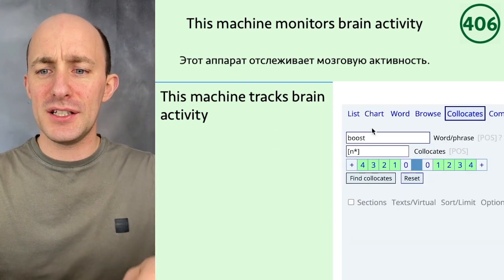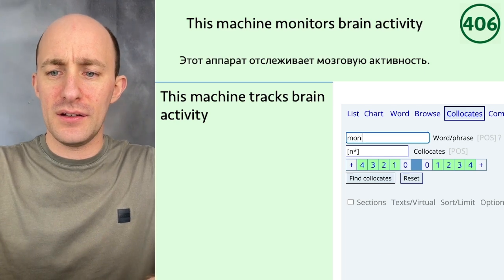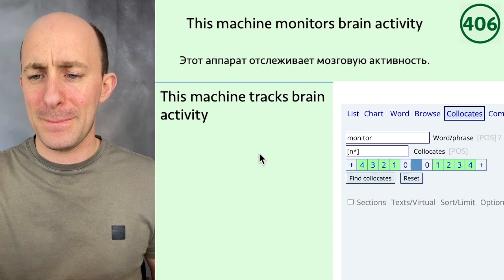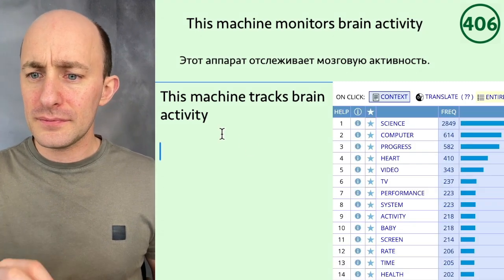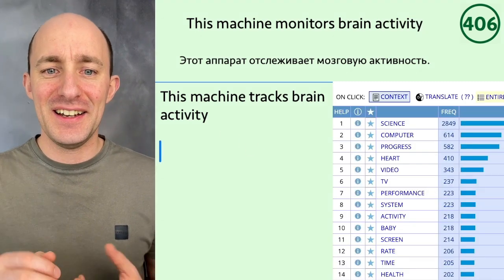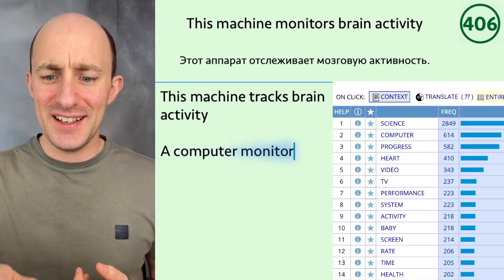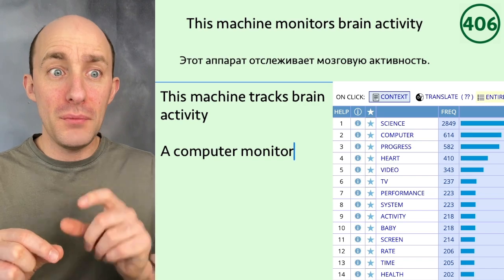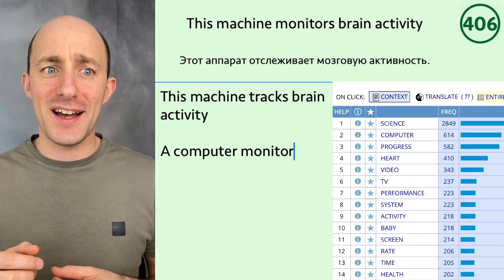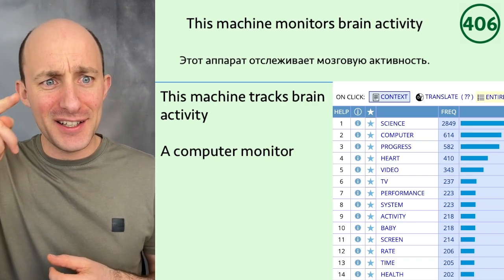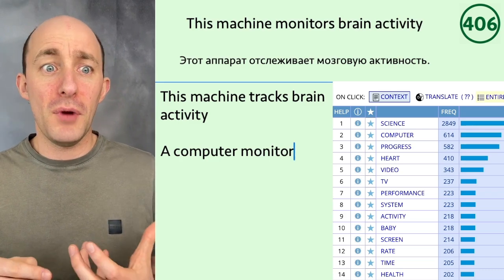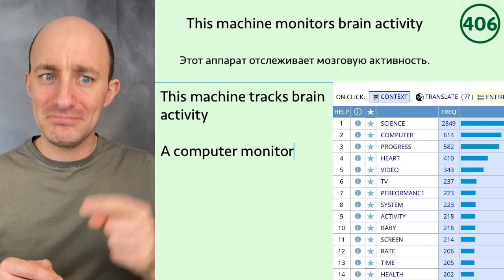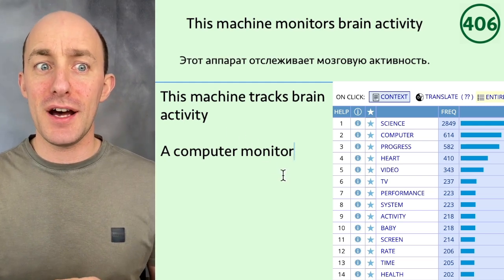I wonder what else do we often monitor? Let's have a look. A computer monitor is a monitor. You know, it's the screen. You can monitor someone's progress. You keep an eye on it. Keep an eye on their progress. Monitor the heart rate. Keep an eye on the heart rate. So to monitor, to keep an eye on.